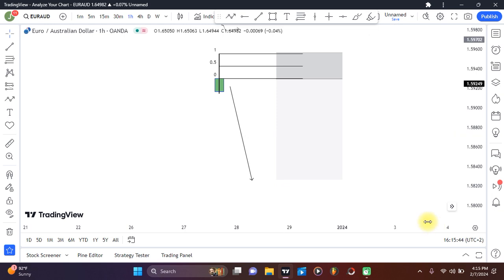and then our target will depend on our trading strategy. Now let's go into real charts so that we can see this thing in real life.